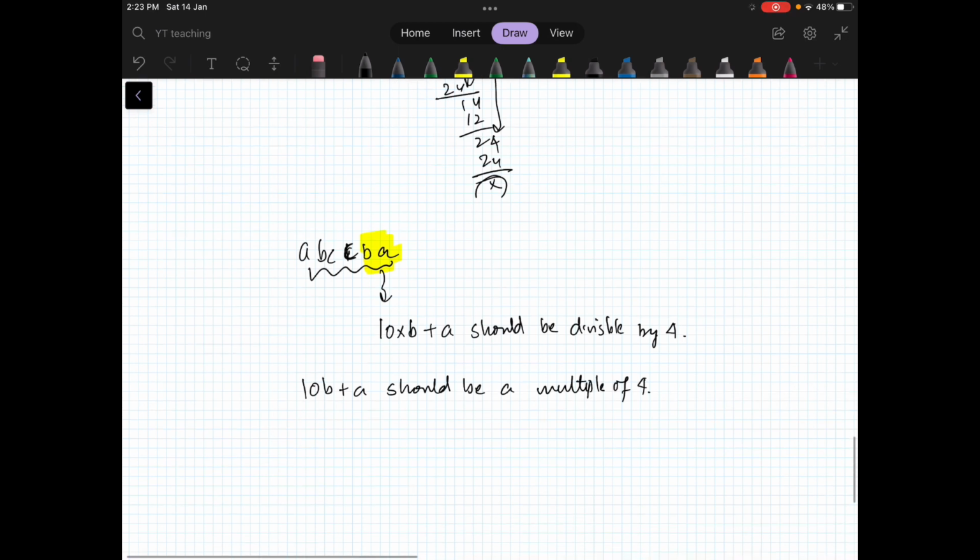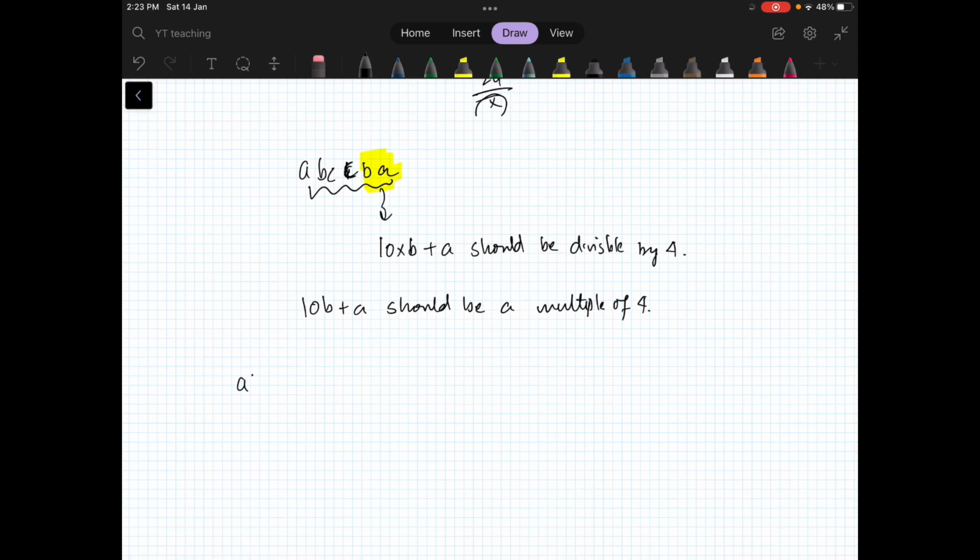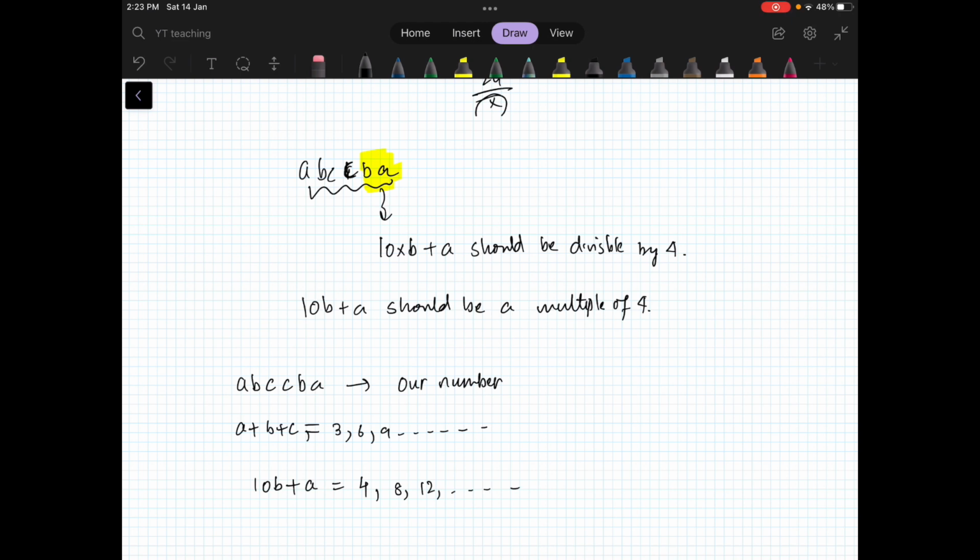So our number is ABCCBA. We want the smallest such number such that A plus B plus C is equal to 3, 6 or 9 and so on. There are so many choices, but we'll see how we can do this. 10B plus A should be a multiple of 4, so it's 4, 8, 12 and so on.